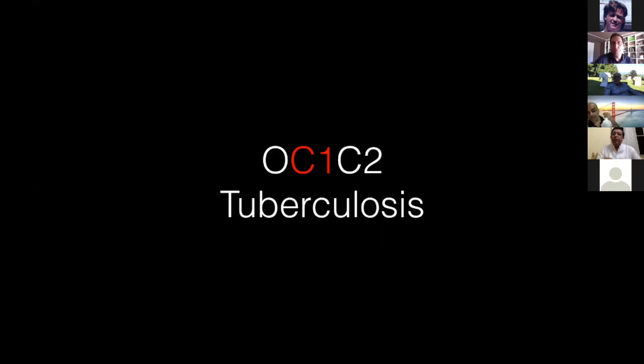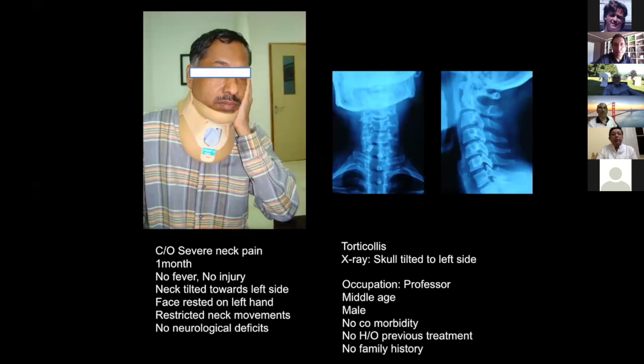Tuberculosis is something we see quite often, and our management protocols change very widely. This one particular subject is treated in all ways, either medically or surgically. I give you only two small cases with minimal slides. Here is a professor of middle age, a male, with no comorbidity, no previous history of any treatment, and no family history of any infectious disorders.